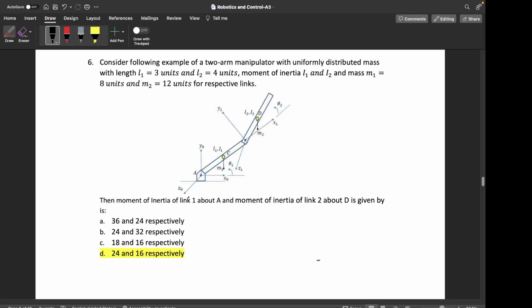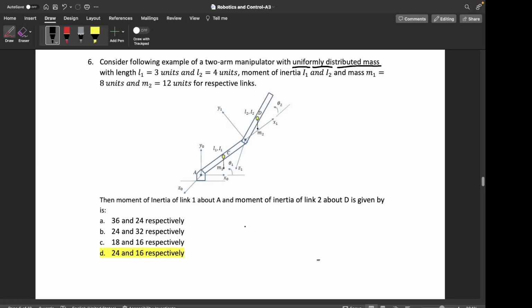Yeah. So now we have a 2R manipulator, and the point to note here is that it's a distributed mass system, not a point mass system, right? So keep this fact in mind while doing calculations about kinetic energy, potential energy and all. It has uniformly distributed mass. The parameters are given, length and mass, and we have to answer a few questions. The first question is that the moment of inertia of link 1 about A and moment of inertia of link 2 about D is given by.